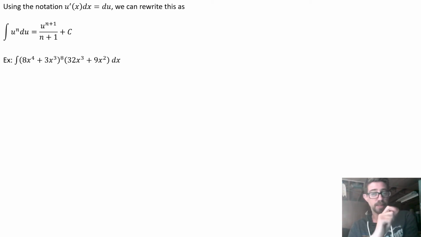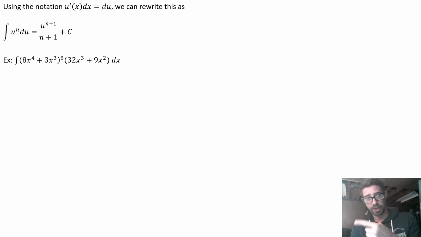So the thing that becomes your u is always the inner thing. It's always some function that has something else being done to it. So this doesn't just work with the power rule, but that's all we got for now. Right, so that 8x to the fourth plus 3x cubed is being exponentiated. So that's having something done to it. So that's like the inner function. That's going to be our u. And then our n is going to be 8, the power of 8.